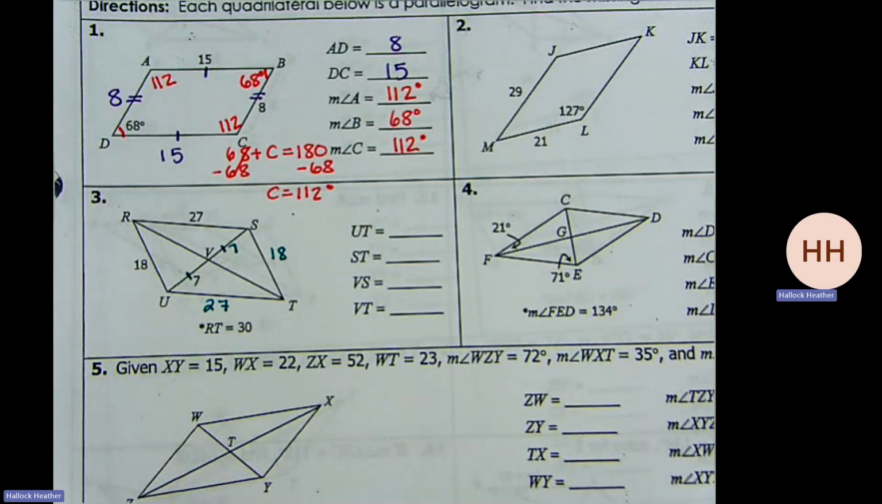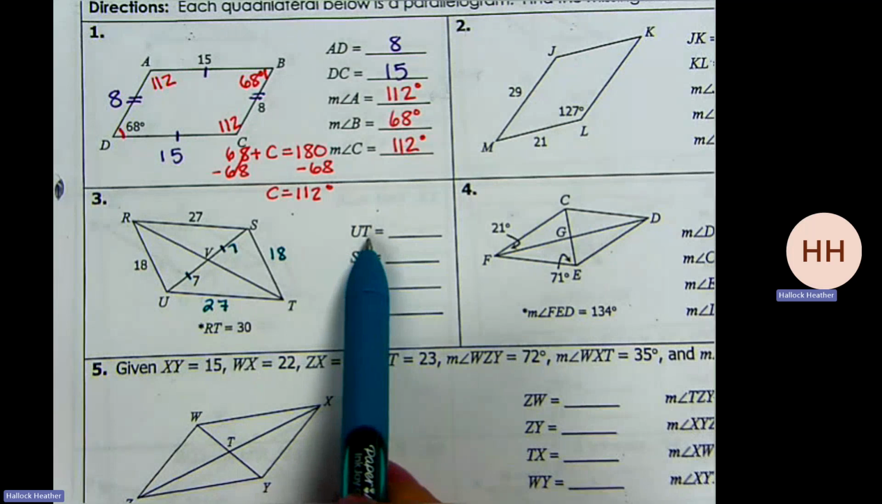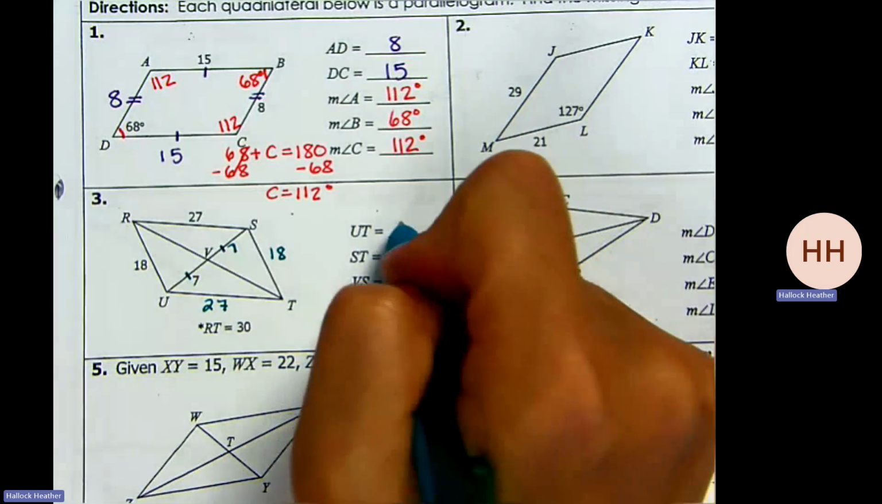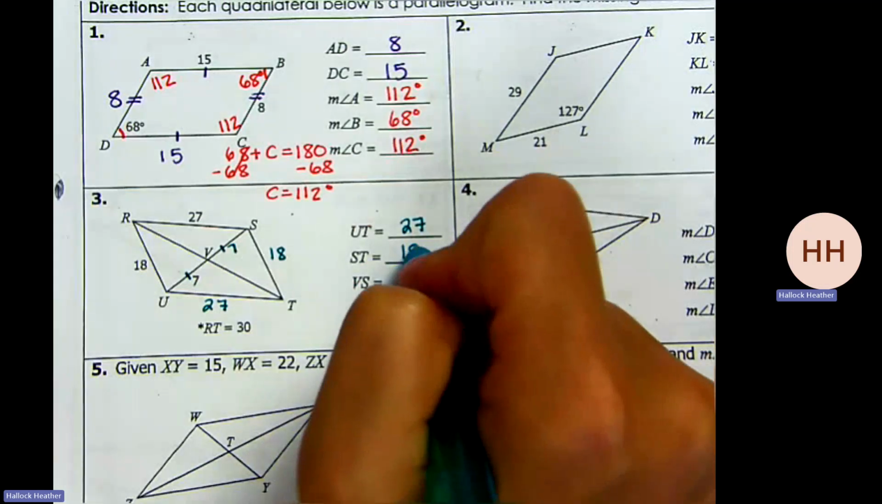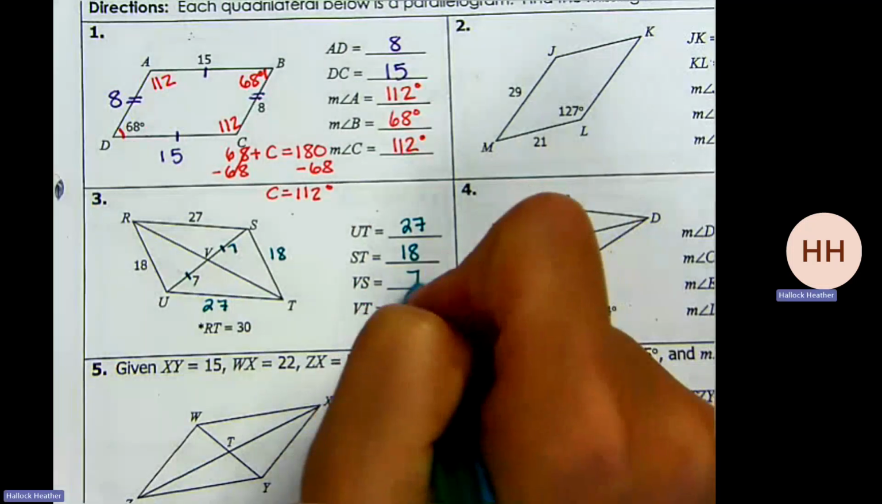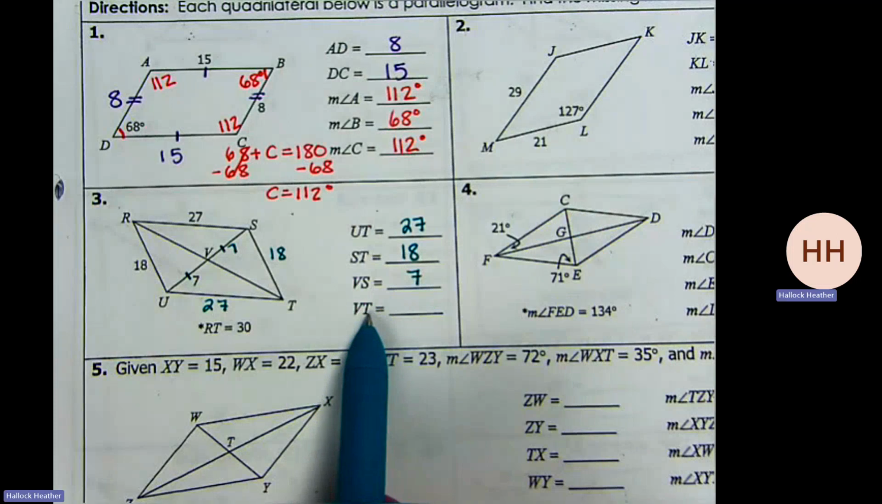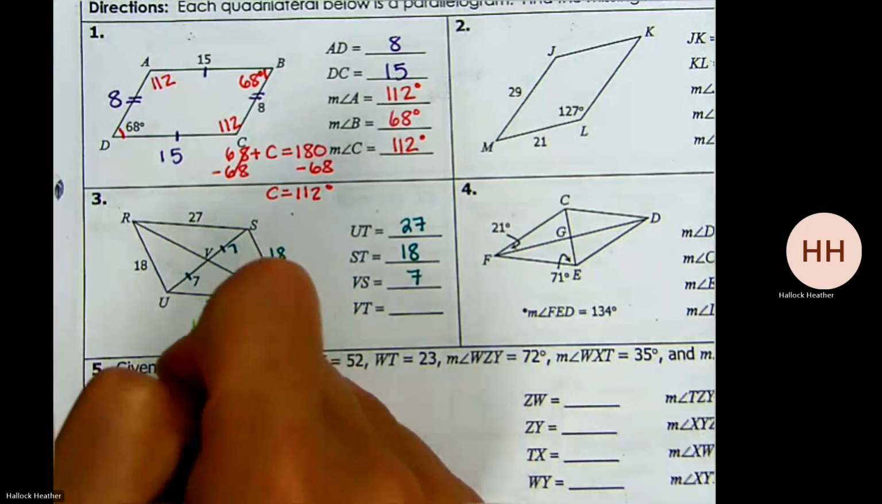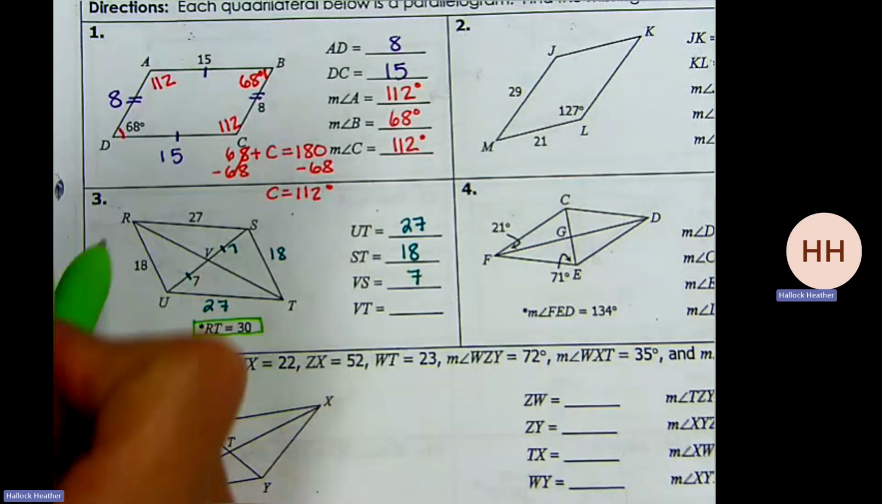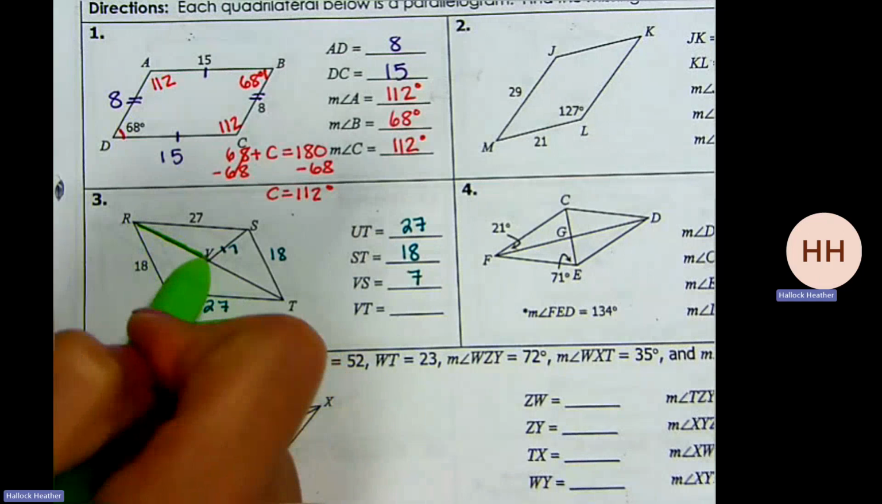And then let's fill in what I can. So from U to T is going to be 27. S to T is going to be 18. VS is 7. And then it wants to know VT. Does anybody see a piece of information that I'm missing? What'd you say? Beautiful. So this whole thing is 30.